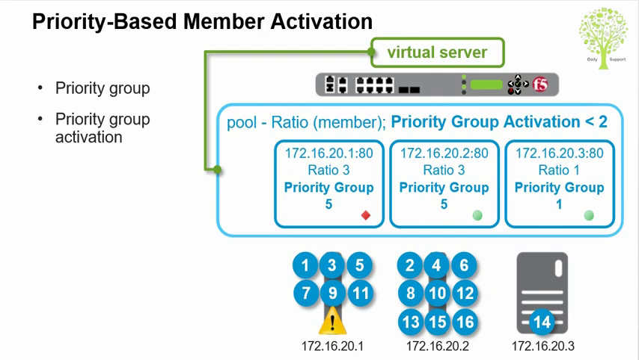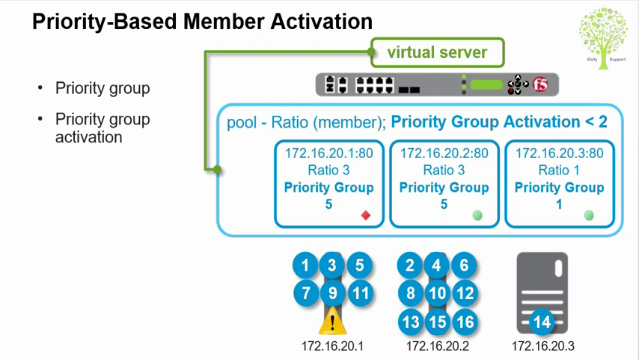If and when the number of pool members in the highest priority group again reaches 2, the pool members in the lower priority group will be taken out of the load balancing rotation. The net effect is, as illustrated here, so long as the 2 pool members in priority group 5 are available, as indicated by a green circle status icon, no traffic will be directed to the member in priority group 1.